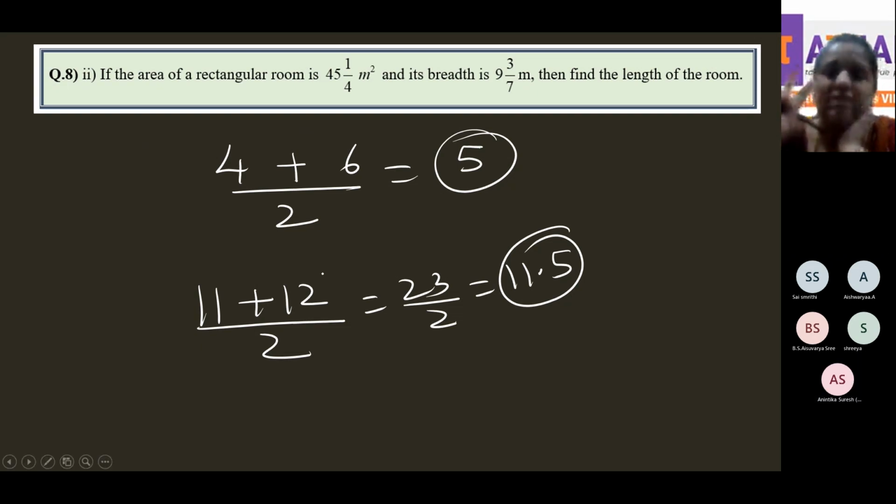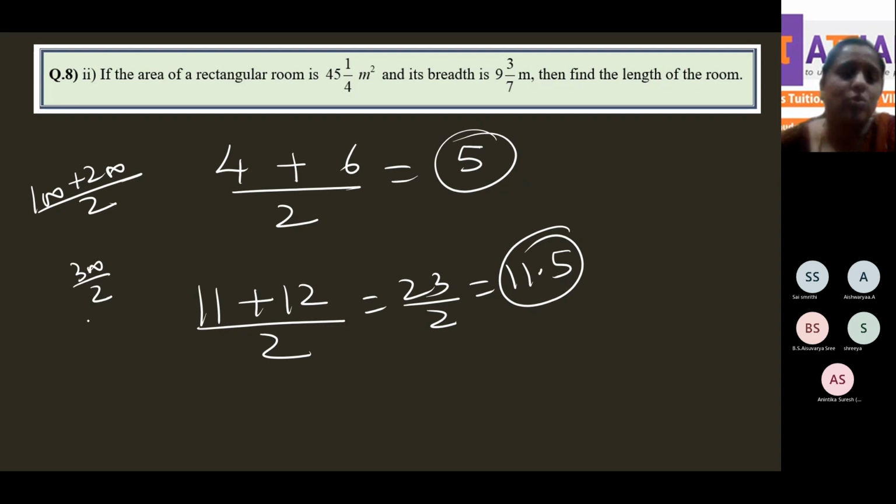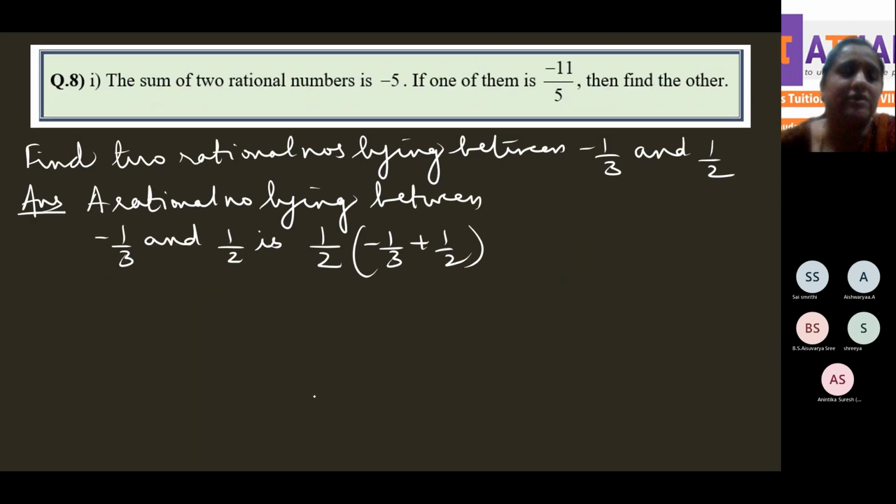When you take two numbers, find their sum and divide by 2, that resultant number will lie between the two numbers. For example, 100 and 200. 100 plus 200 by 2, 300 by 2, 150. The resultant number is 150, which clearly lies between 100 and 200. So that is what we're using here.